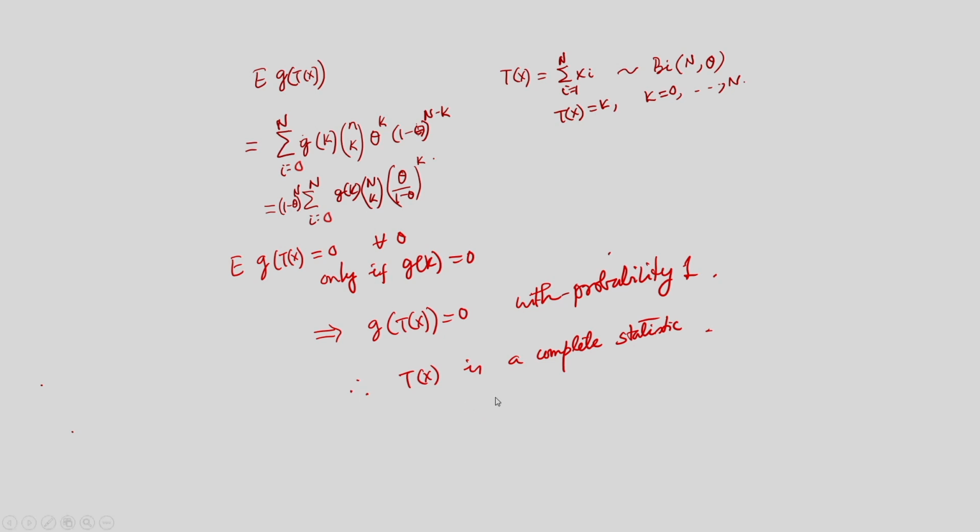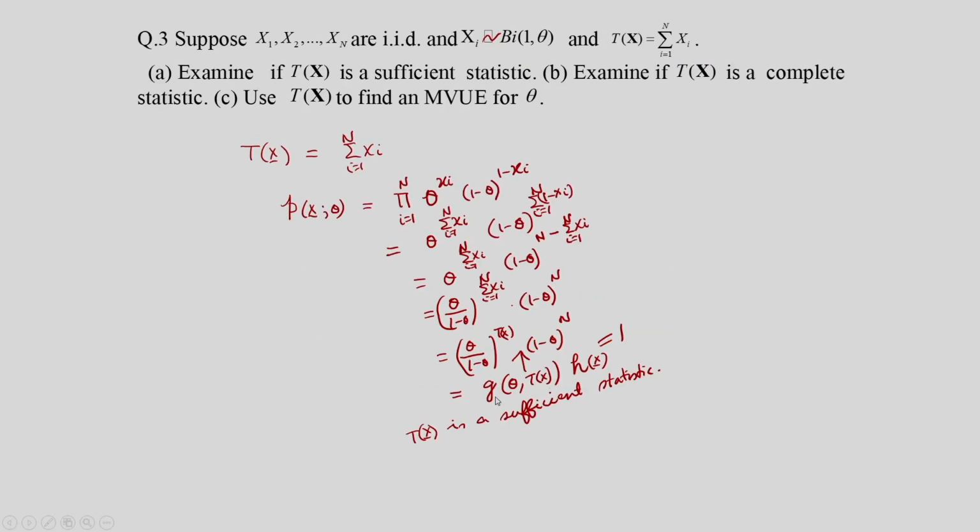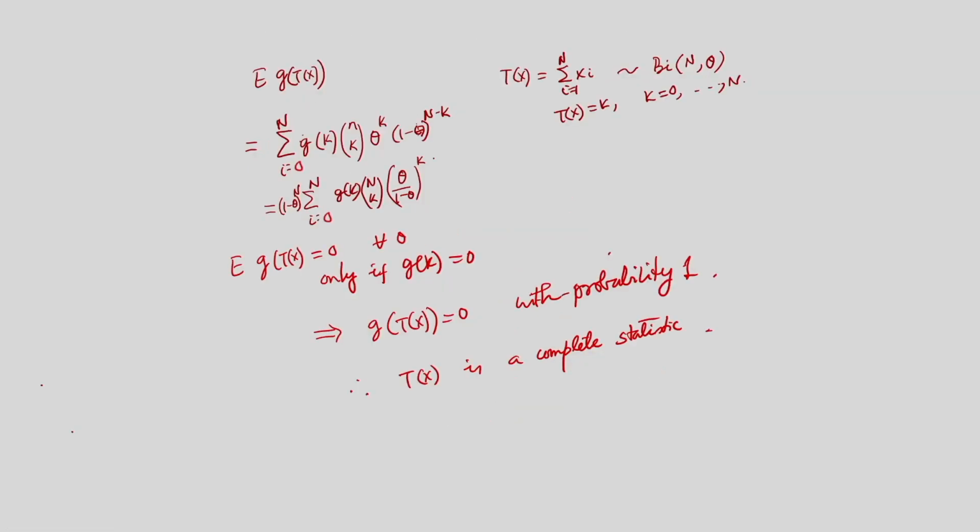So, therefore, Tx is a complete statistic, that we have proved. Now use Tx to find an MVUE for theta. So, we have to use Tx to find an MVUE for theta. Now, Tx is equal to summation xi.